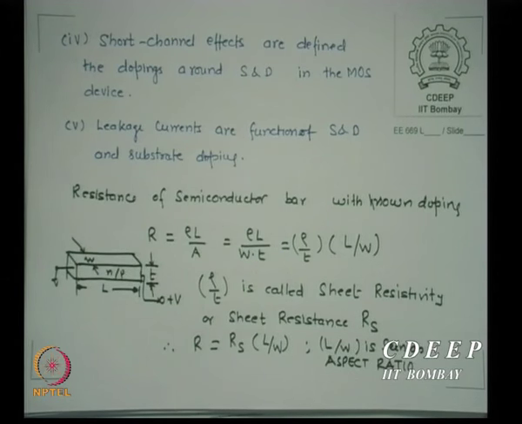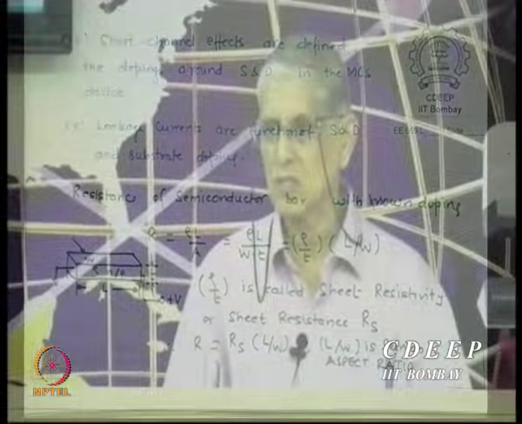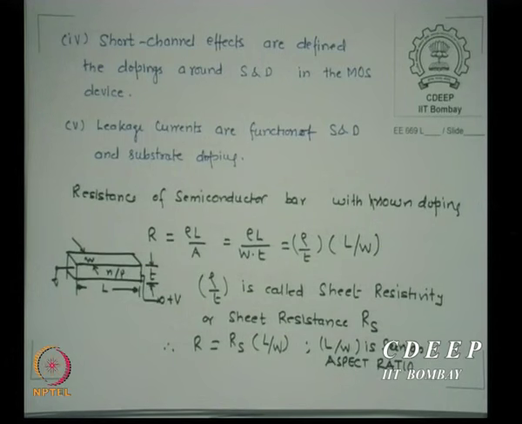One can see from here, rho by T, if rho is constant. Rho will be constant when the doping is constant, but if the doping is varying, rho will also be a function of x or y or z, whatever. So rho by T, even if rho is a function of x or y, that term is called sheet resistivity or sheet resistance RS. So we define R as RS into L by W.